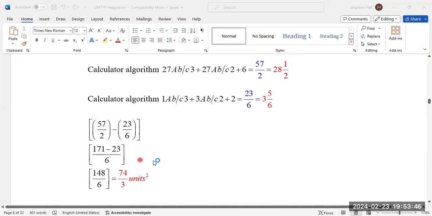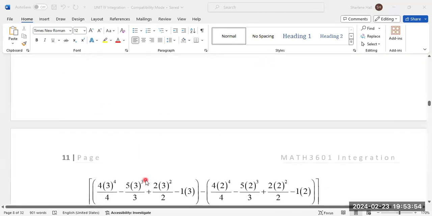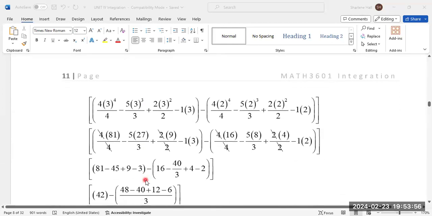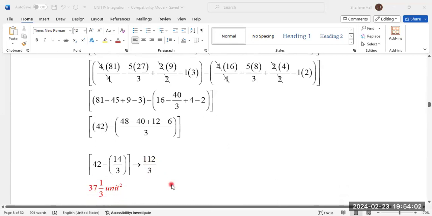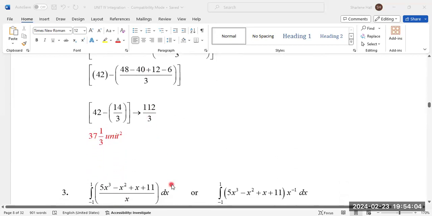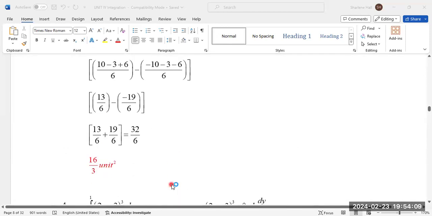So whenever you're finding a definite integral, you're going to have unit squared. So Simon, check where you went wrong again, please. Just recheck your calculation for me, please. It's supposed to be 112/3. Do that quickly for me, please, Simon, while we work on another question.